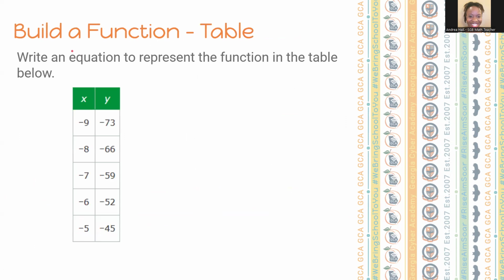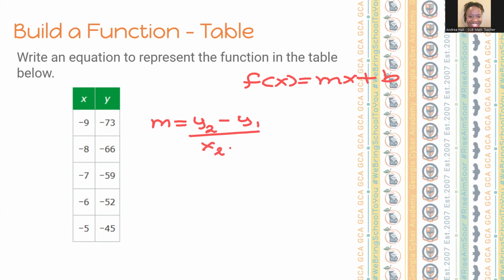We can also build a function from a table. Write an equation to represent the function in the table below. So we're going to say f of x equals mx plus b. First we need to figure out the slope. To find the slope, we're going to use y sub 2 minus y sub 1 all over x sub 2 minus x sub 1. So we pick 2 points on the table. This is x sub 1. This is x sub 2. This is y sub 1. This is y sub 2. So this is the first point. This is the second point.